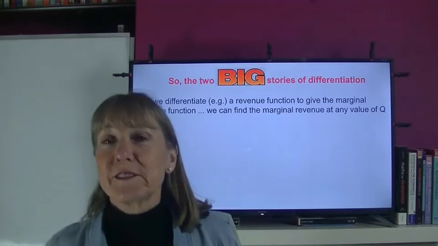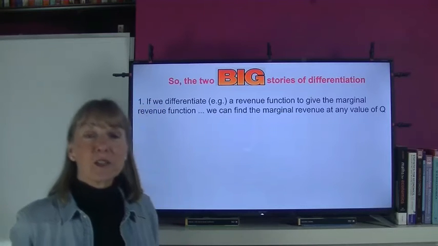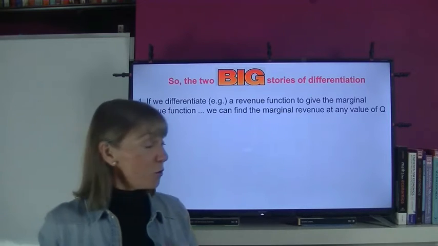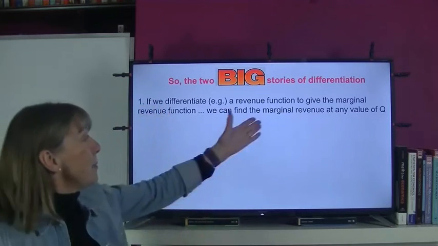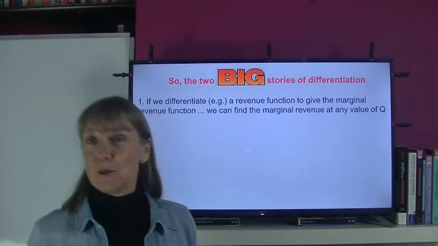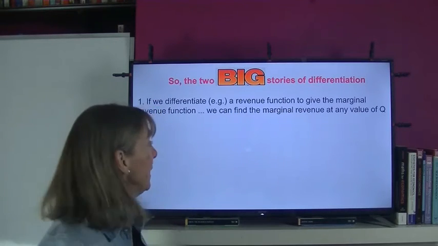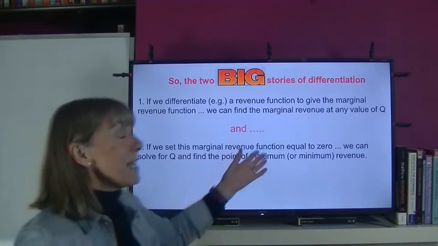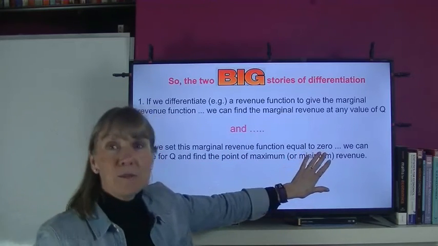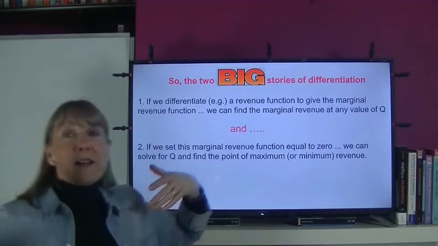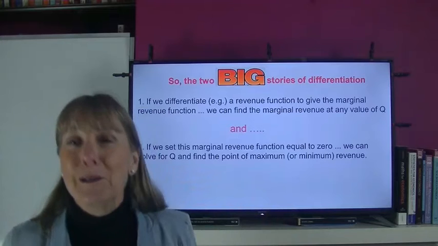So, 2 big stories of differentiation. One is by differentiating we can find the marginal change function, or the gradient function, and find the marginal change at any value of q in that function. That's pretty good. But we can also set that marginal function equal to 0, and if we solve for q, we will find the points of maximum minimum of that function.